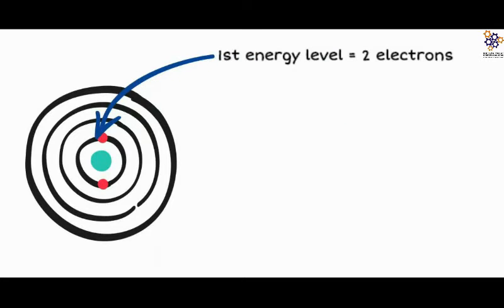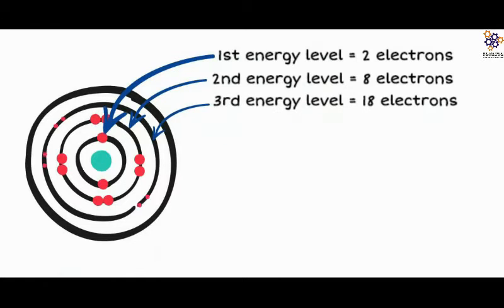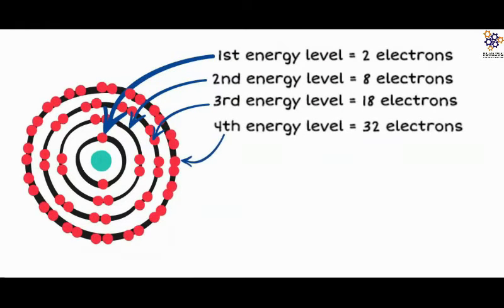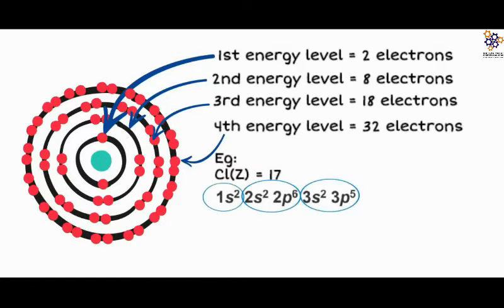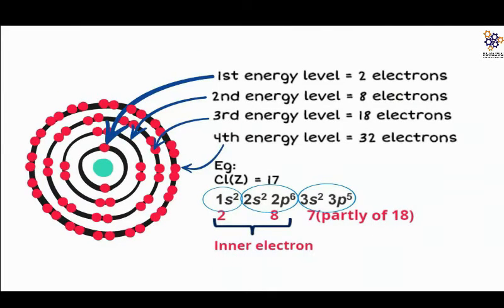As we know, the maximum number of electrons that can occupy the first energy level is 2 electrons. The second energy level is 8 electrons, while the third and fourth energy levels are 18 and 32 electrons respectively. For example, chlorine with proton number 17. From the electronic configuration, we can conclude that the number of inner electrons is 10.